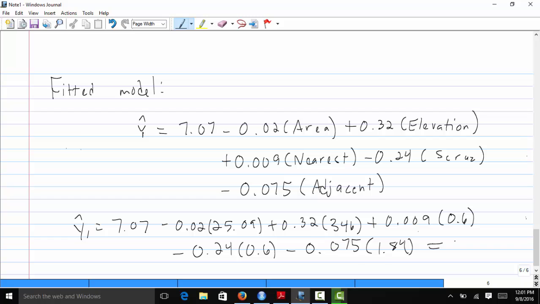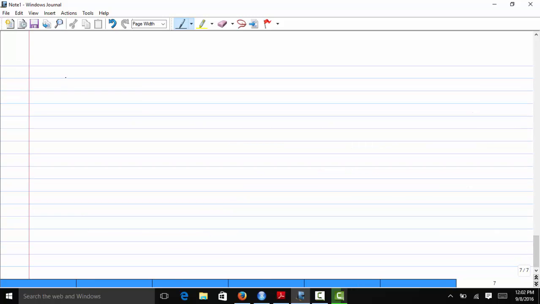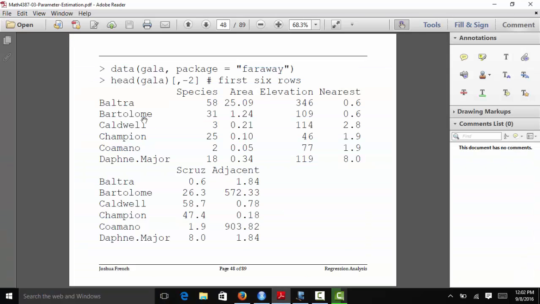Though if we didn't round, we would actually get 116.726. Okay, there's actually still a little bit of rounding there, but it's not rounded until the final step. So the fitted value for the first observation is 116.726. And now that we have that, we can obtain the residual for the first observation, so epsilon 1 hat, which is just y1 minus the fitted value. And if we go back to our data set, or output here, we see that the response for the first observation was 58.